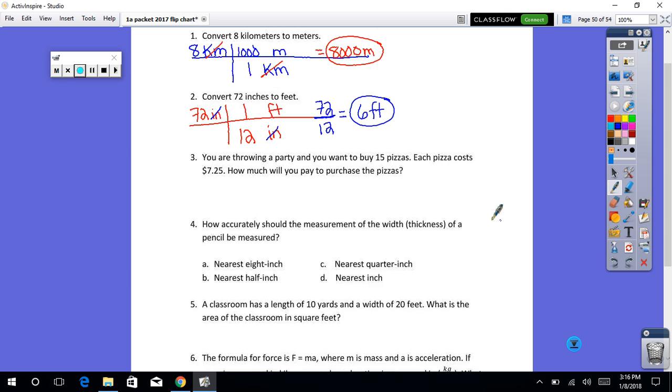Okay, the next one. You are throwing a party and you want to buy 15 pizzas. Each piece of pizza costs $7.25. How much will you pay to purchase pizza? Okay, seems like a super easy question, and guess what? It is. 15 pizzas at $7.25 each. You are looking at $108.75.